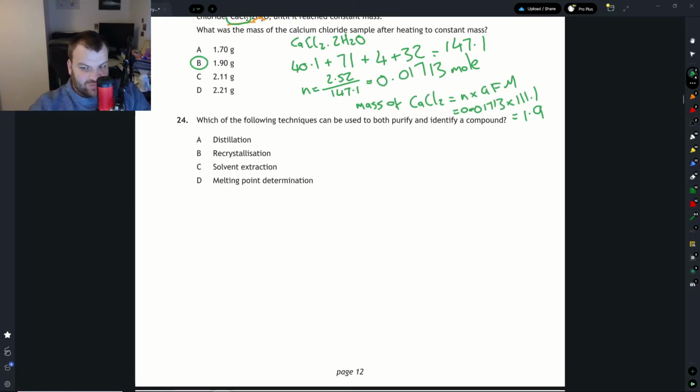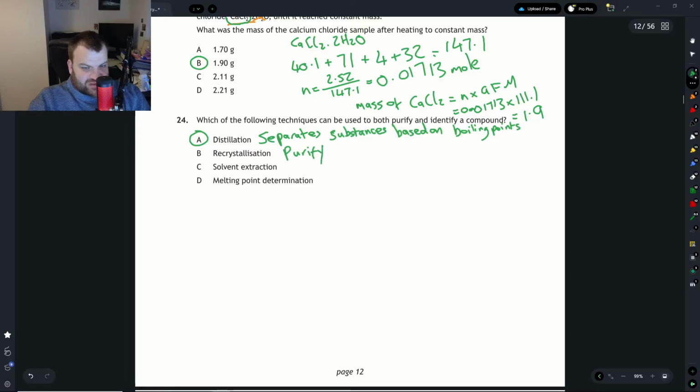In this question, we're asked to purify and identify a compound. In a distillation, we separate substances based on their boiling points. That would allow us to identify the chemical based on what that boiling point is. That looks like a good answer. Recrystallization purifies but doesn't identify. Solvent extraction would be used to remove impurities and purify. Melting point apparatus would allow you to identify based off its melting point. You can compare it to literature results of it, and that would be our correct answer of A.